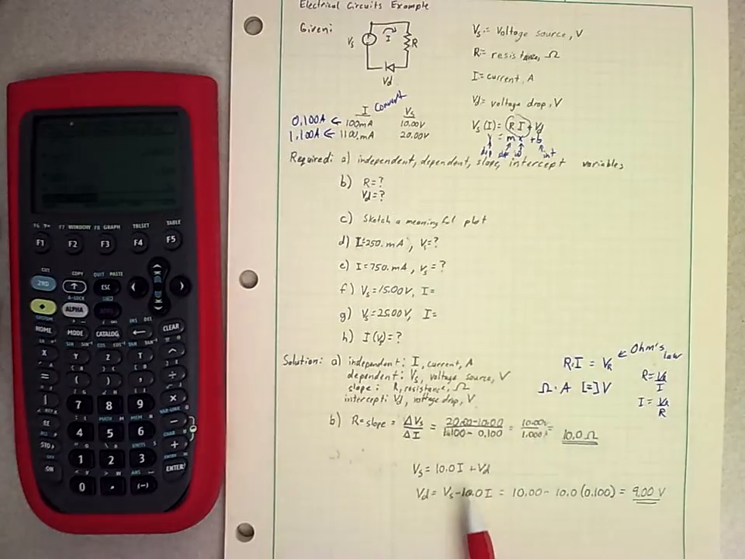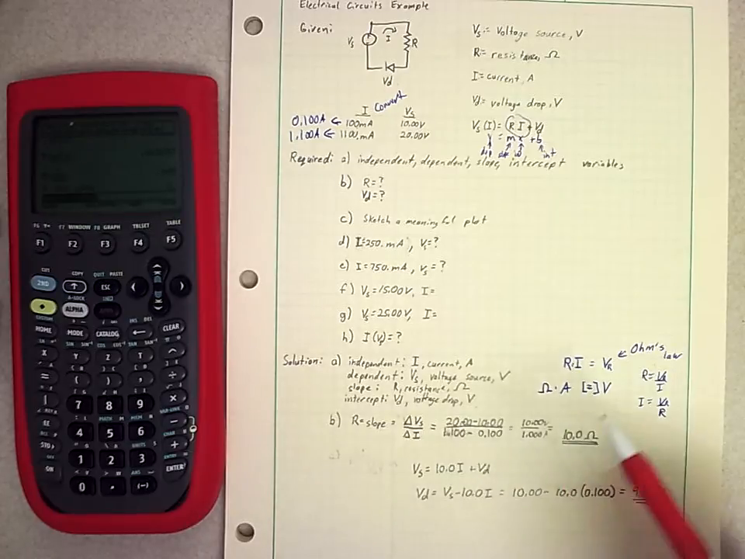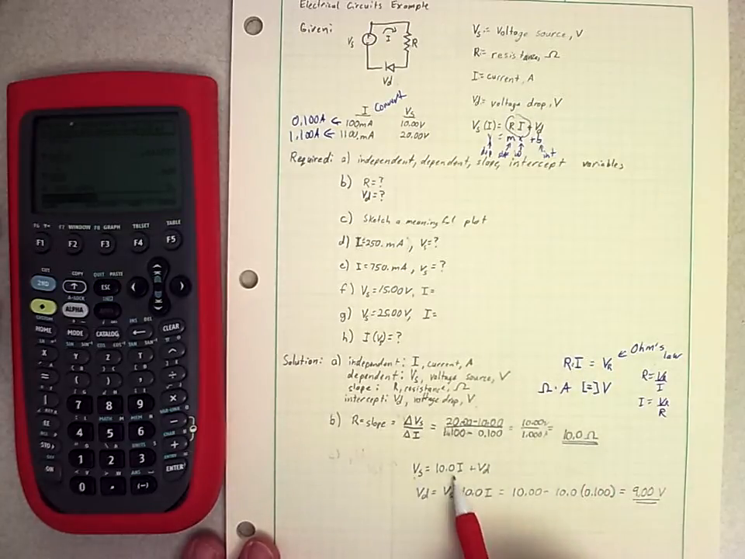Okay, so the next part of B is I have to figure out what the voltage drop is. So I can rewrite the equation now that I know the resistance. I know the voltage source is now 10, which is my resistance times I, plus my voltage drop. I'm going to go ahead and solve for the voltage drop first. So voltage drop is the voltage source minus 10 times I.